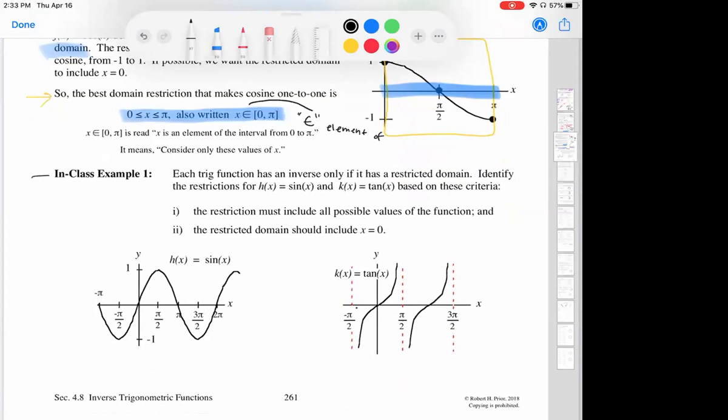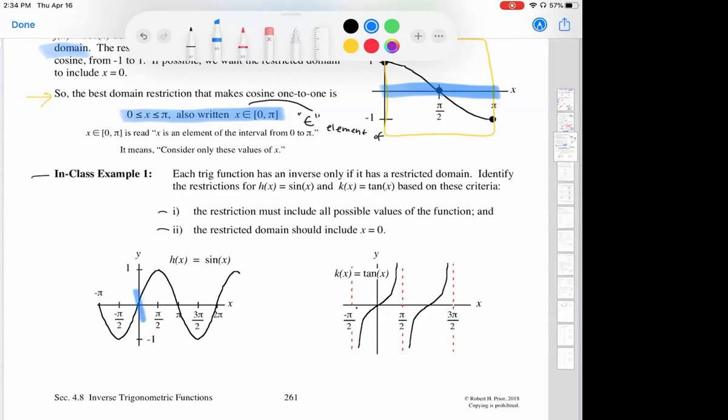In class example 1, each trig function has an inverse only if it has a restricted domain. Identify the restrictions for h of x equals sine of x and k of x equals tangent of x based on these criteria. Okay, so we have a restriction that must include all possible points of the function and it should include x equals 0. So it wants us to draw a window so that we can have a 1-to-1 function and start with 0. Okay, so if we start with 0 with sine, where should I stop so that it passes the horizontal line test?